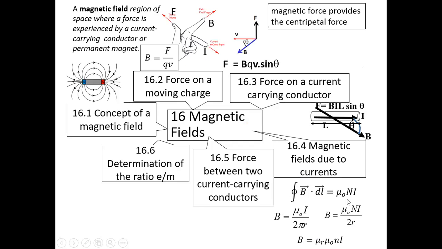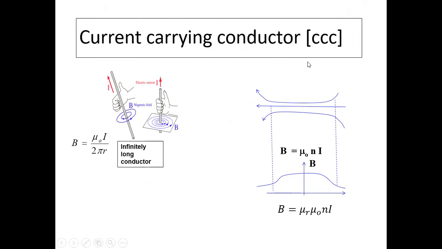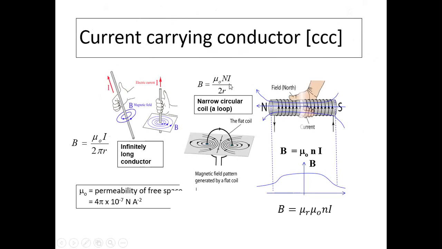Okay, so these are the extra formulas that we learned. All these formulas you have to learn. I want to summarize for you the formulas that we have: current-carrying conductor, what is your mu naught, then the narrow circular coil or loop, then we come to the solenoid, what the field looks like, and the right-hand grip rule.